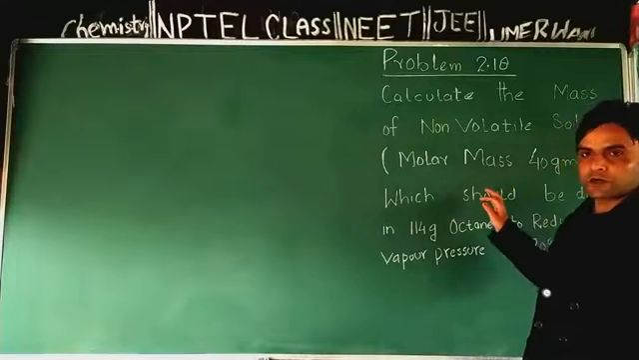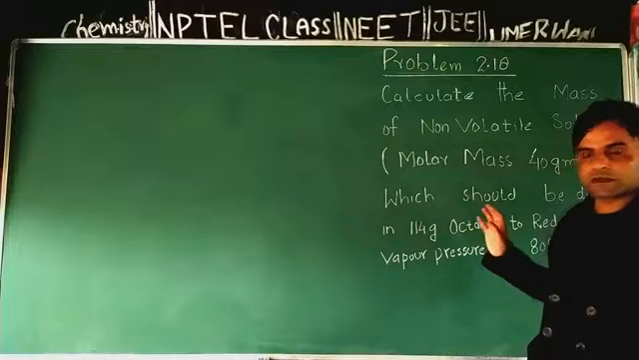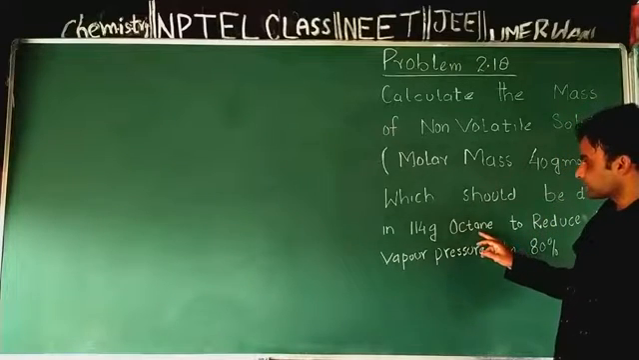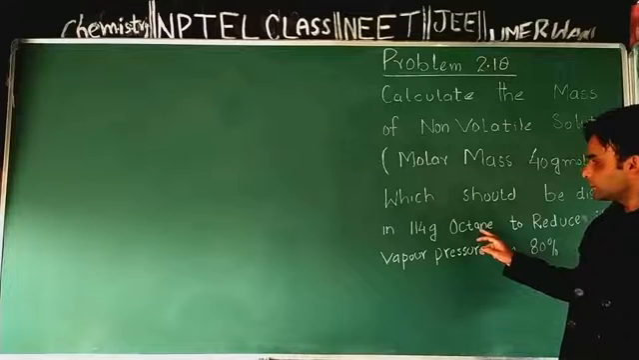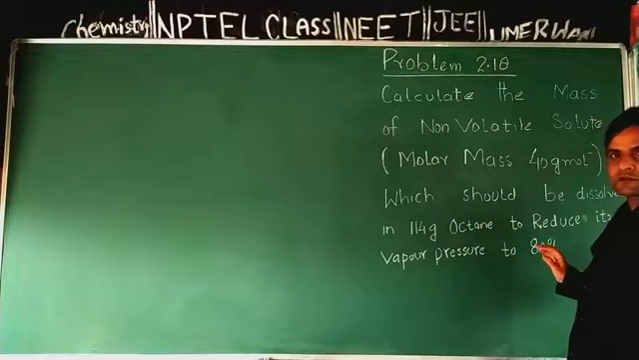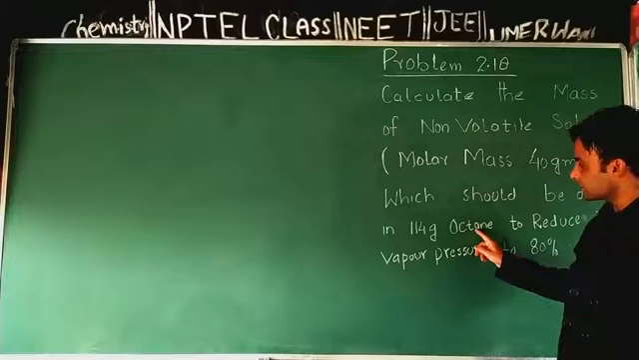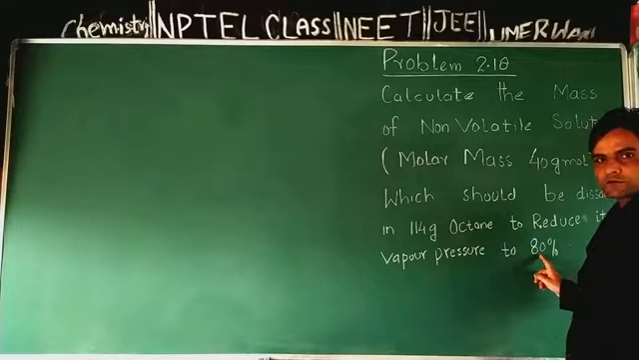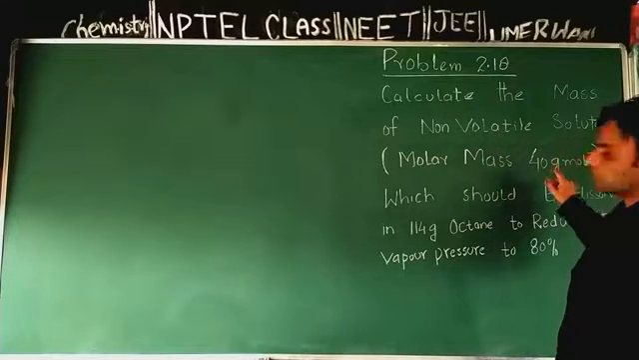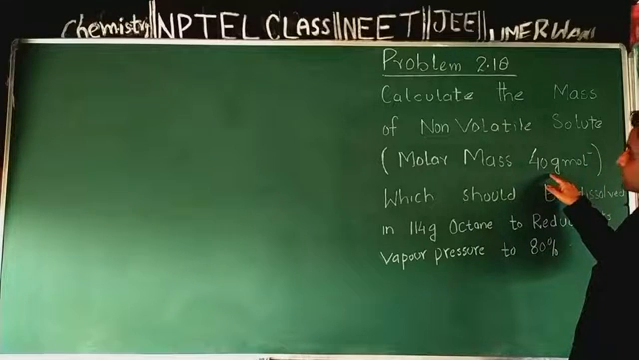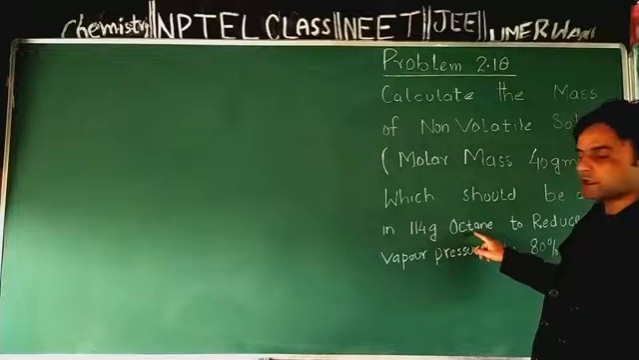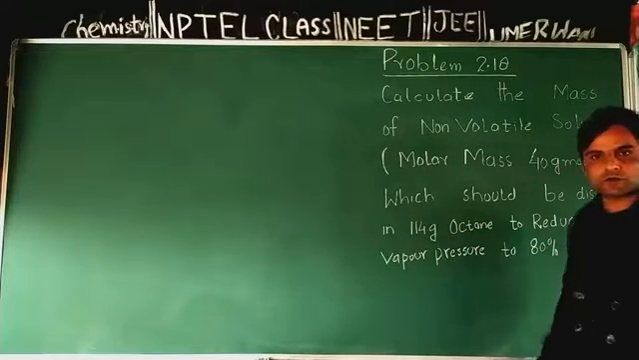But after reading the problem, I got to know that the problem has a purpose. What is the purpose? Purpose is that we want to decrease vapor pressure of octane to 80% of its vapor pressure in pure state. And for that, we have to add non-volatile solute whose molar mass is 40 gram per mole. Now we have to calculate how much mass of non-volatile solute we have to add in 114 gram of octane so that its vapor pressure is reduced to 80%.